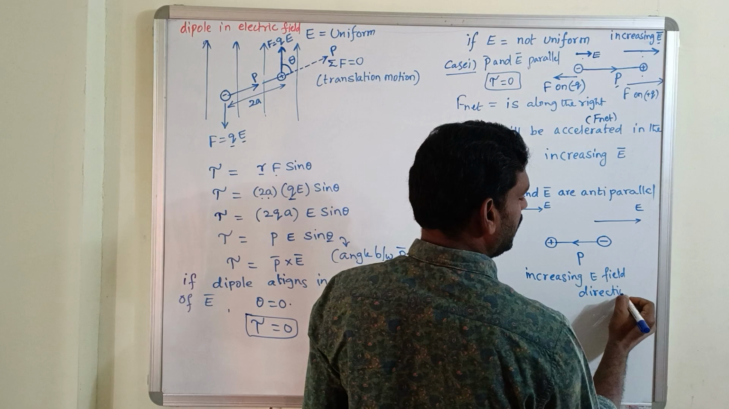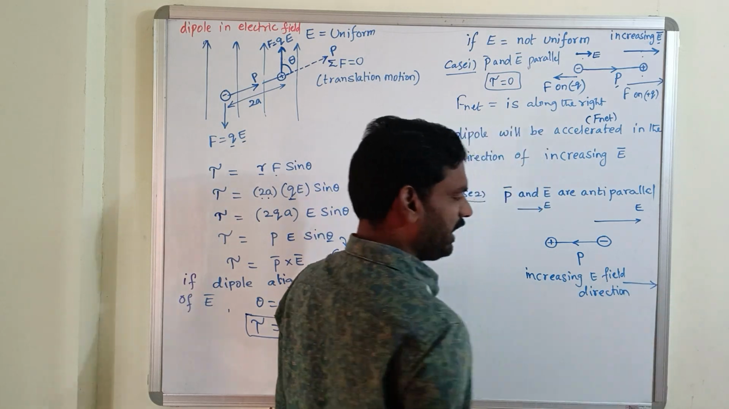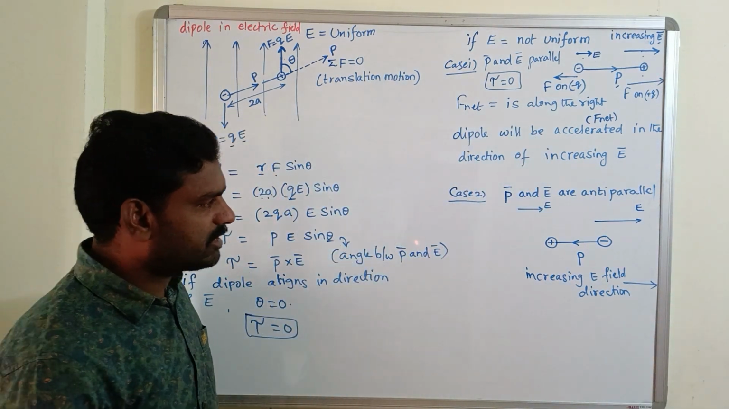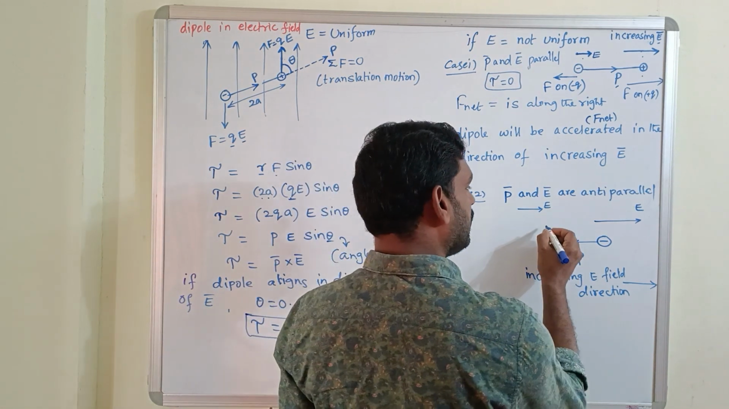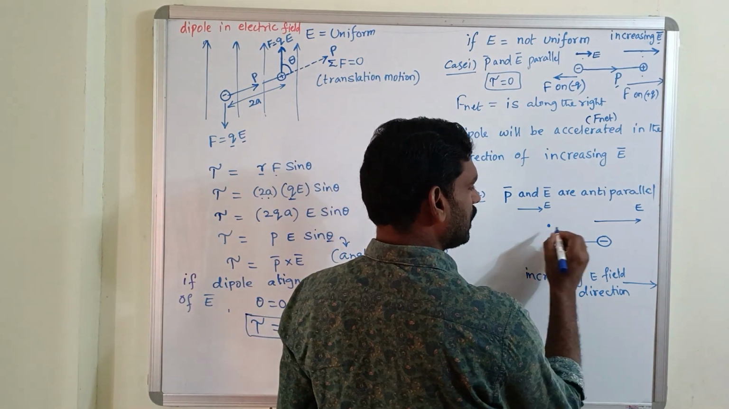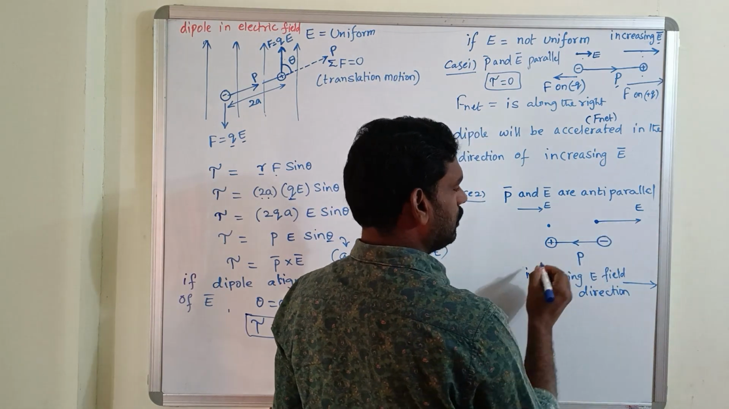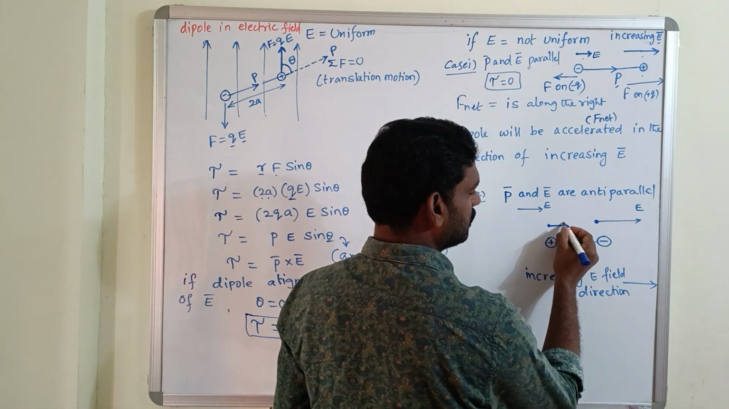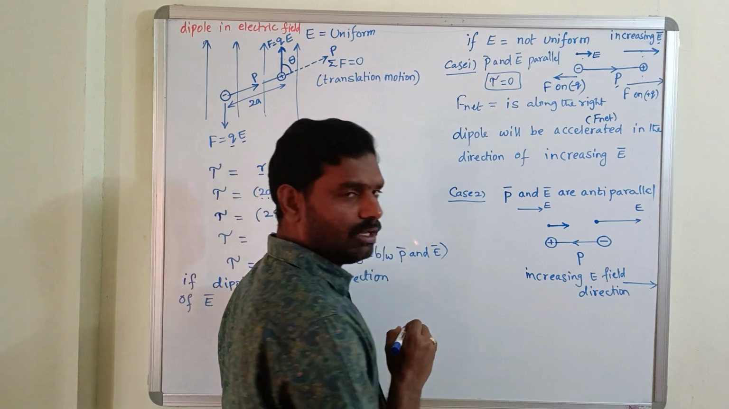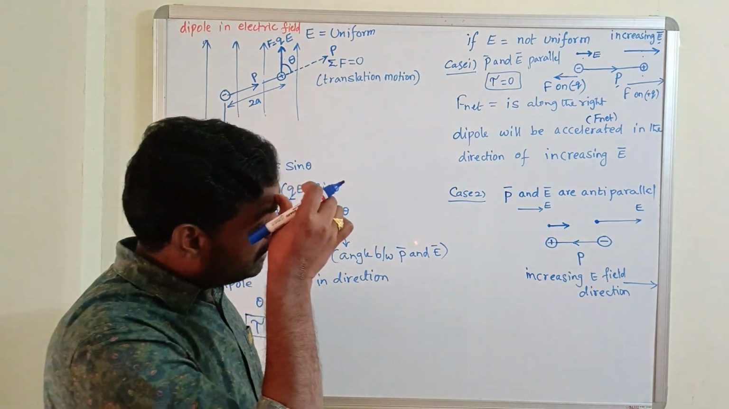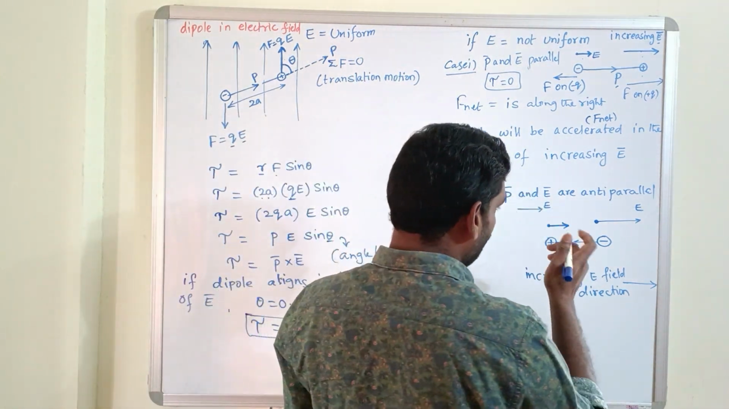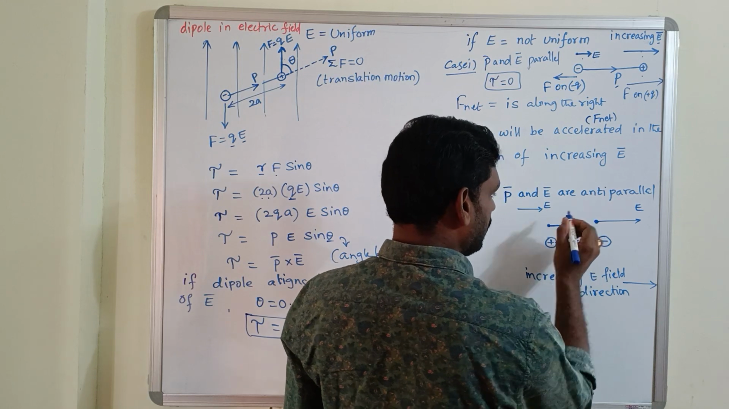Increasing electric field direction, I am writing as the right side, like this. Here the electric field is less, and here the electric field is more. Let this be the electric field direction. Are you following me? The electric field is less here. So now, this is nothing but the electric field direction.